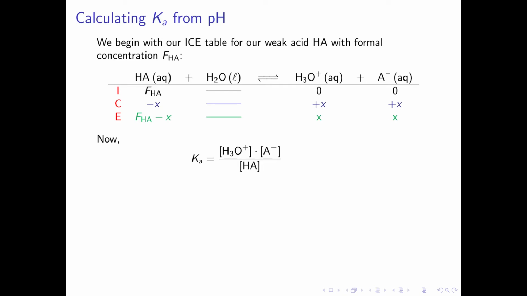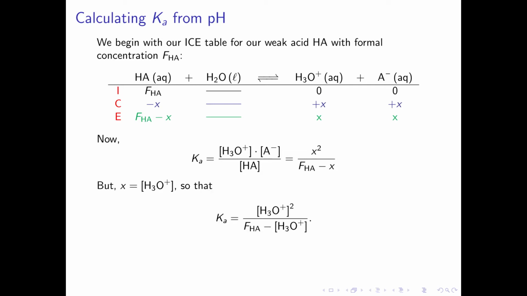Now we can return to our Ka expression, which is equal to the product of H3O plus concentration times A minus concentration divided by HA concentration. From our table, we find that this is equal to x squared in the numerator over f sub HA minus x in the denominator.